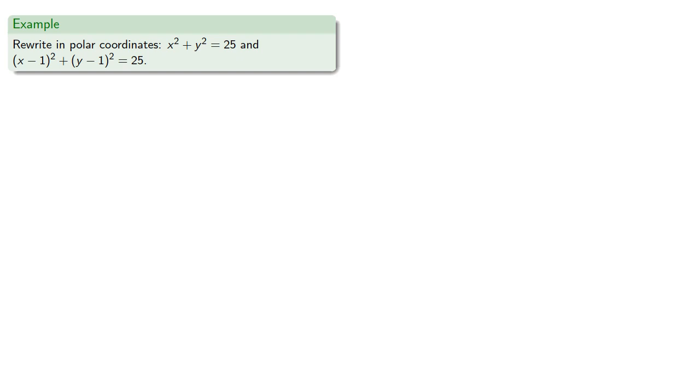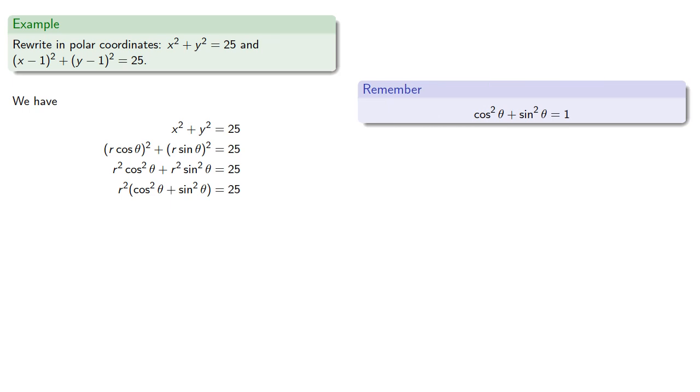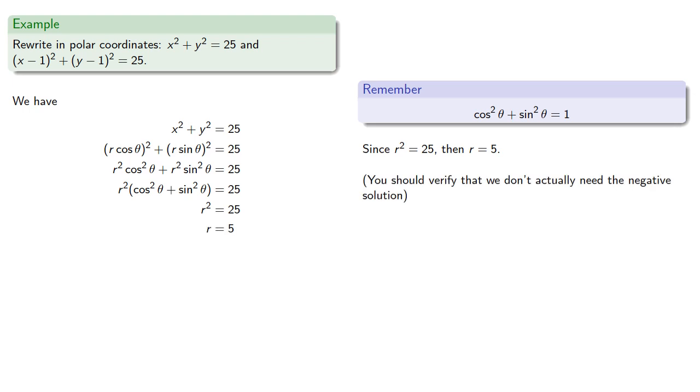Or let's consider another pair of equations. So we have x squared plus y squared equals 25. Replace, and simplify. And we can simplify a little bit further because we know that cosine squared plus sine squared equals 1. And since r squared equals 25, then we can take the square root of both sides to get r equals 5. You should verify that we don't actually need the negative solution.